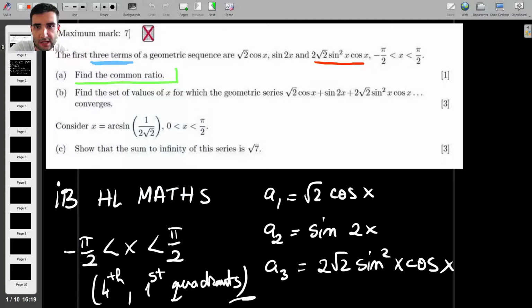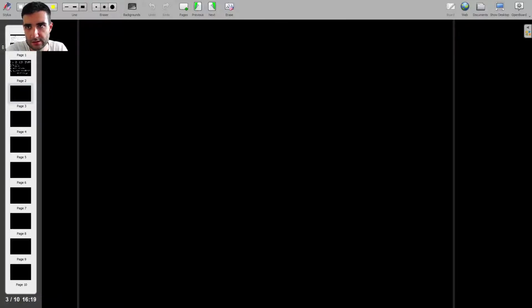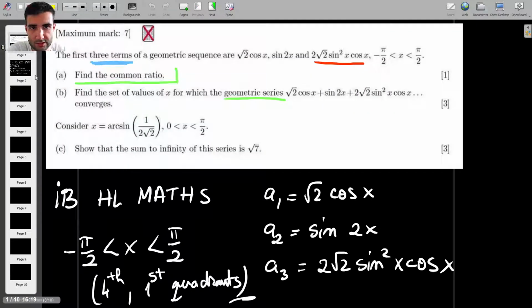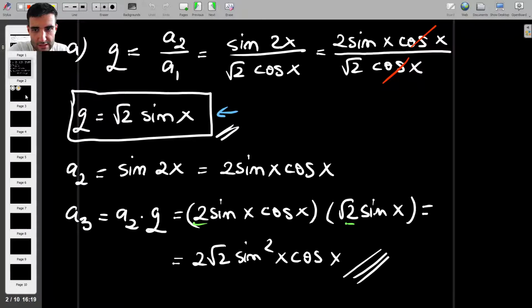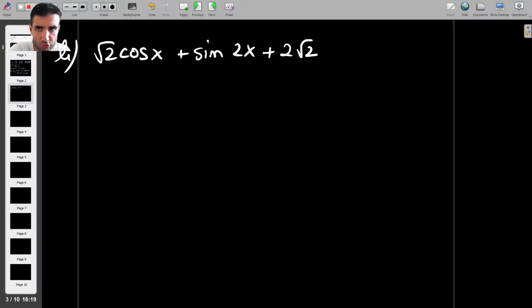For part B, we're asked to find what x can be, what set of values x has, for which this geometric series converges. Let's write this geometric series. We've got root 2 cos x, plus sine of 2x, plus the third term, which is 2 root 2 sine squared x cosine x, plus, and so on. Remember, this is an infinite series.